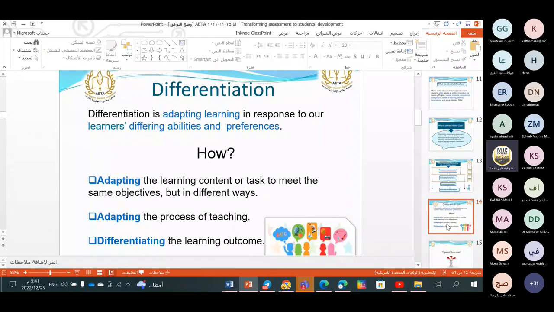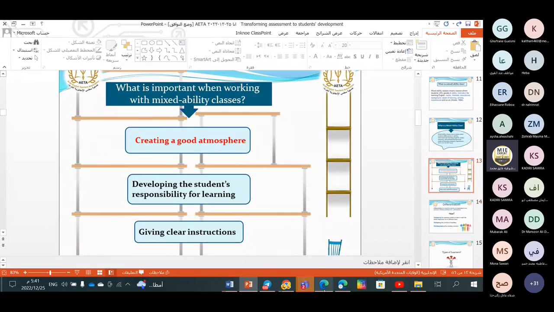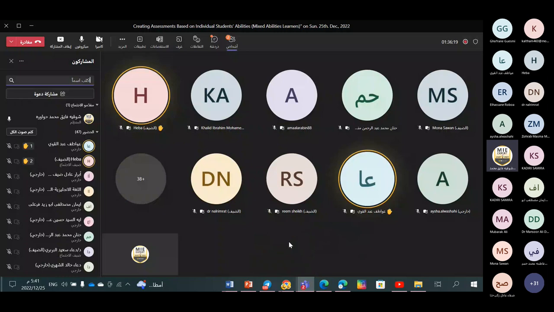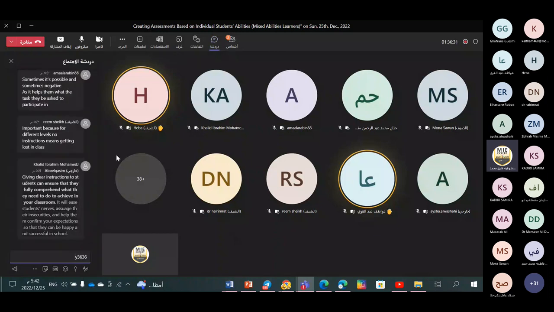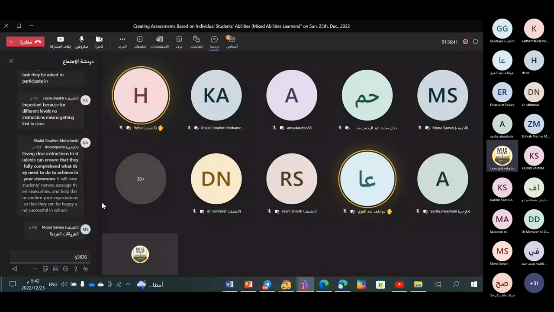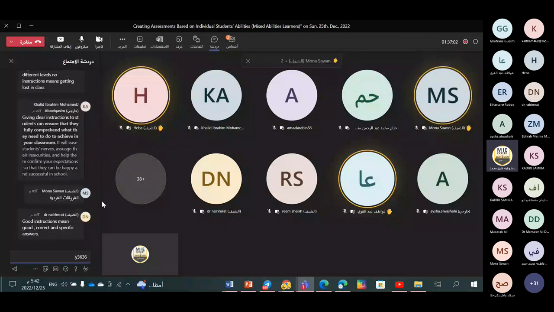Let's move to another thing, which is differentiation. What do you mean by differentiation? You mentioned it. Maybe you read about it, but what is meant by differentiation? Yes, who wants to answer? Yes, Mr. Khaled Ibrahim says giving clear instructions to students can ensure that they fully comprehend what they need to do in a new classroom. It will ease students' nerves, assuage their insecurities, and help them confirm your expectations so that they can be happy and successful at school. Yes, thank you.